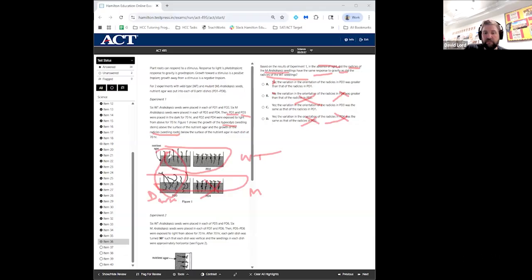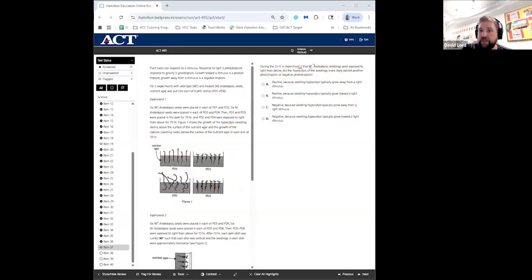I think that these are growing a little bit normally, but then the mutants grew a lot weirder on the bottom. Question 37. During the 25-hour period in experiment 2, the WT seedlings were exposed to light from below. Did the hypocotyls more exhibit positive phototropism or negative phototropism? So again, phototropism is something that responds to light. Positive means it goes towards it. Negative means it goes away from it.